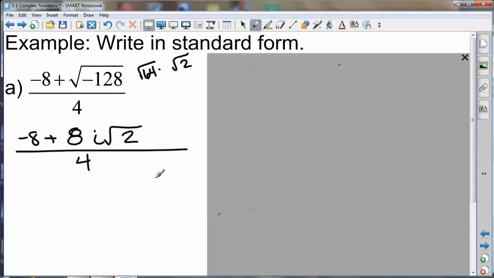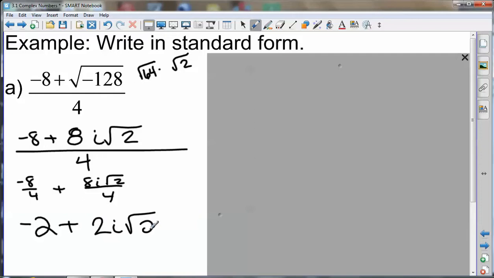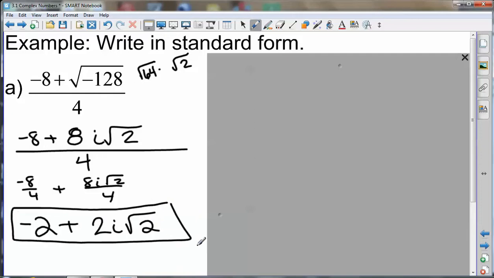Divide everything by 4. You could separate it first if you wanted, or you could just go straight into dividing by 4. It doesn't matter. So you get negative 2 plus 2I radical 2. I remember that. We did that in geometry too.